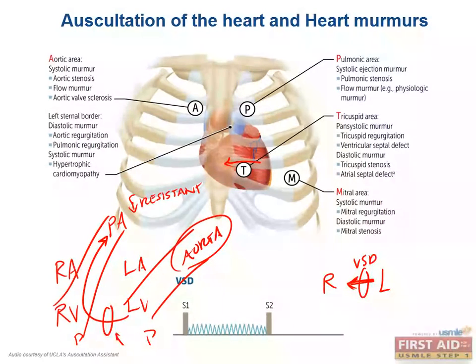And we can do that by changing the afterload due to compressing the peripheral resistance arterioles with a hand grip movement. So that will increase the afterload, and that will cause more blood to take the path of less resistance, which is into the pulmonary circulation.